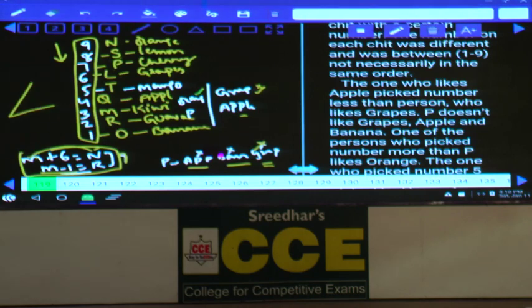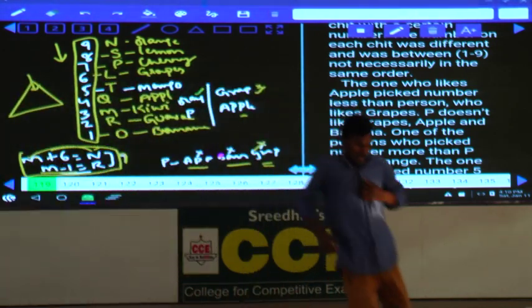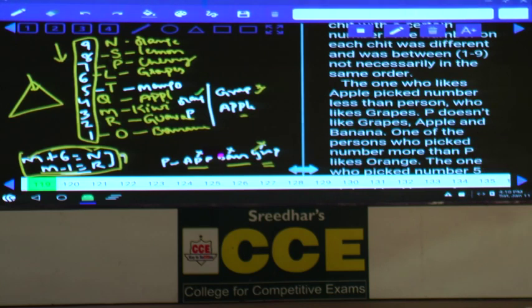Now, blue is not adjacent to green. For example, A is not adjacent to B. What does that mean? There are only three of them. A is not adjacent to B means if A is here, B cannot be here. That means these two persons must be in two different triangles. First determine which colors or which persons are in which circle and which triangle. One circle, one triangle, one triangle.